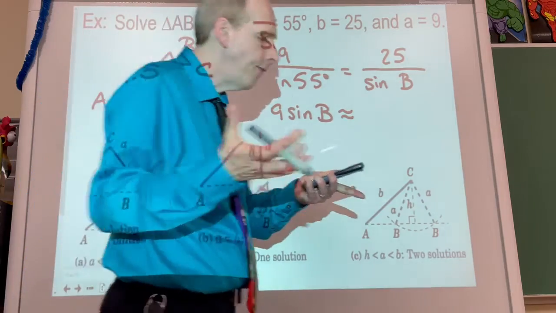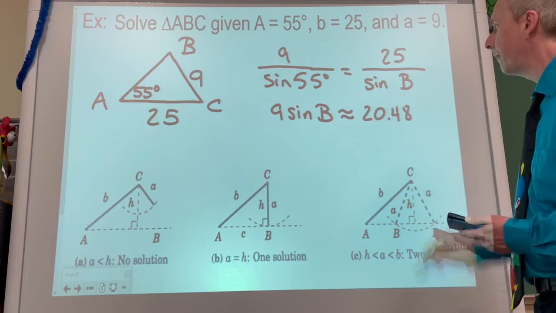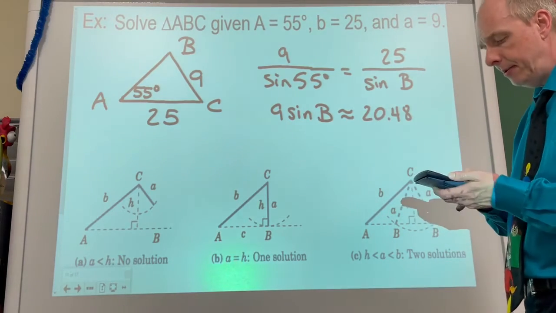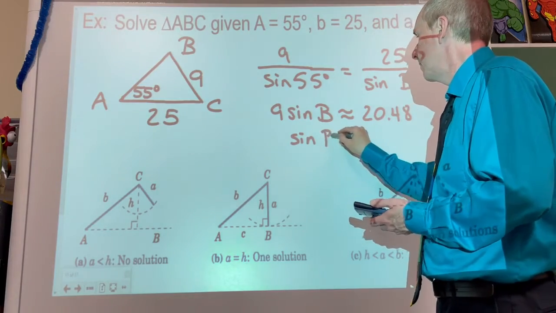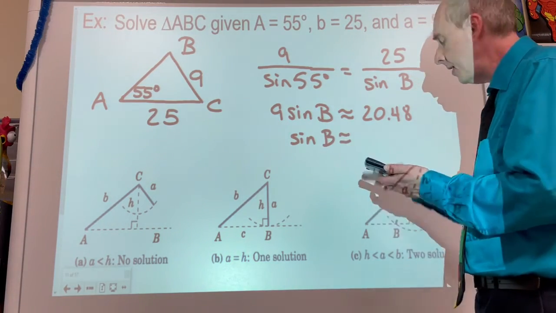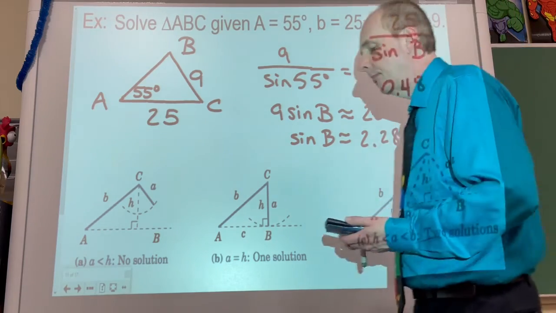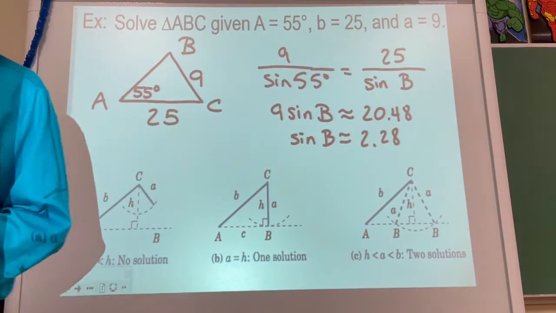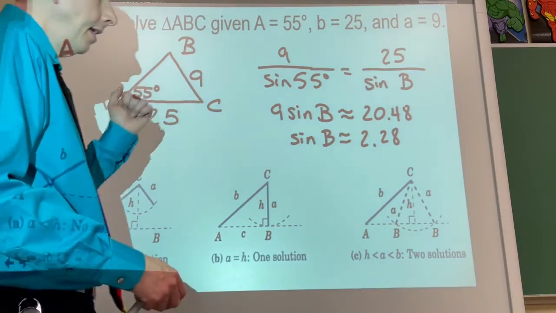I got 20.48. Divide by 9. Sine of B is about 2.28. Well, at this point, what you should be saying is, hey, wait a minute.